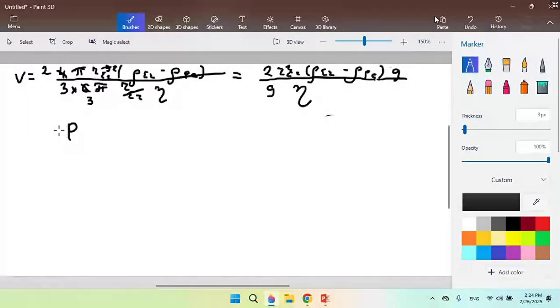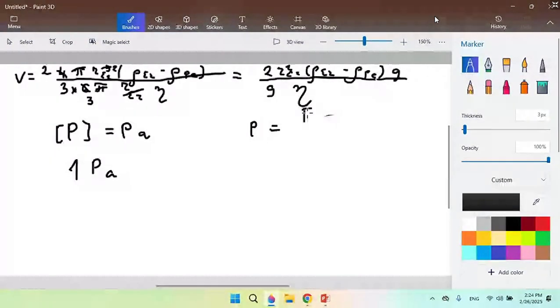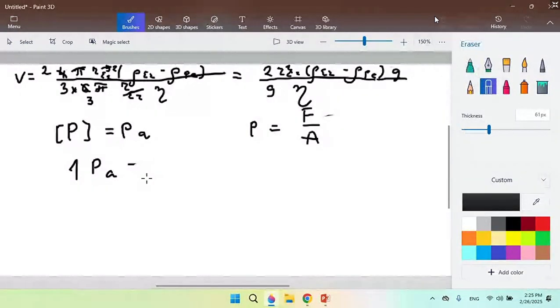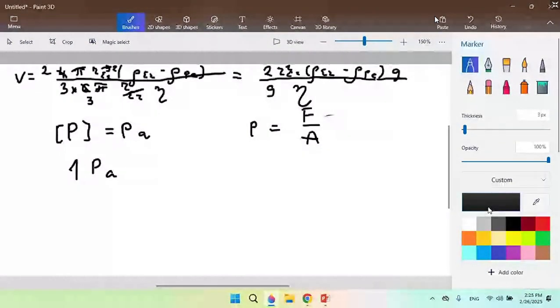Pressure is measured in pascals. 1 pascal is, since pressure is force per area, 1 Newton per meter squared. I omitted this earlier.